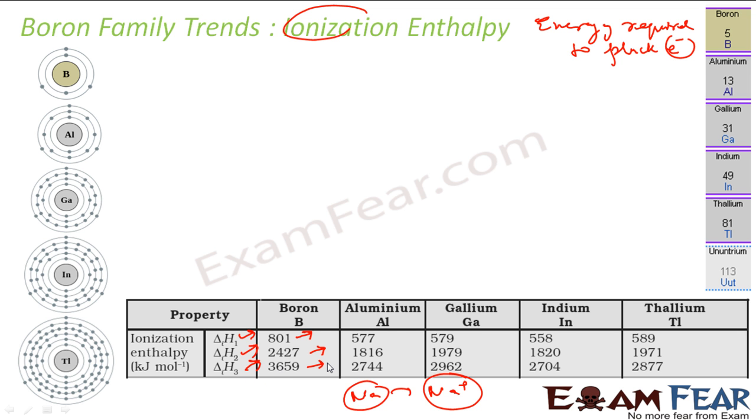So that's all about the ionization enthalpy. And if you see the trends, if you go down the group, what happens is the ionization enthalpy increases.